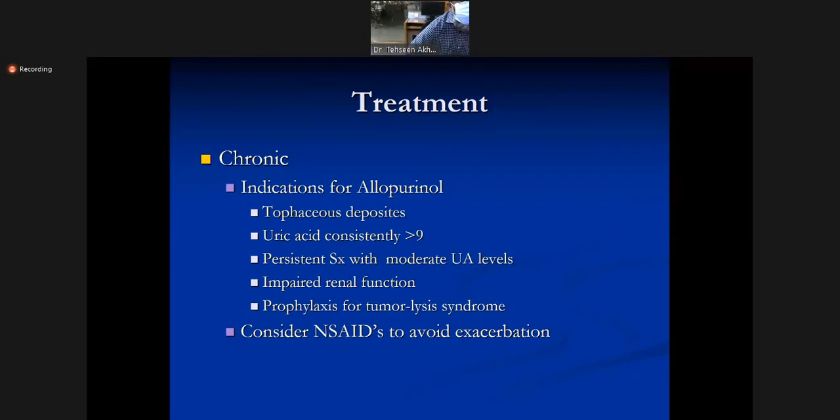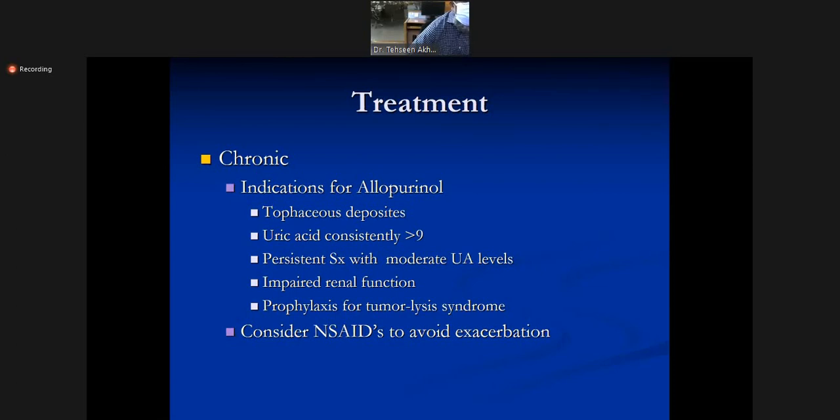These are the hard nodules formed by the deposition of urate crystals in soft tissues. Allopurinol is also indicated when uric acid is consistently more than 9 milligram per deciliter, or when the patient has persistent symptoms with moderate uric acid level, or the patient has impaired renal function.